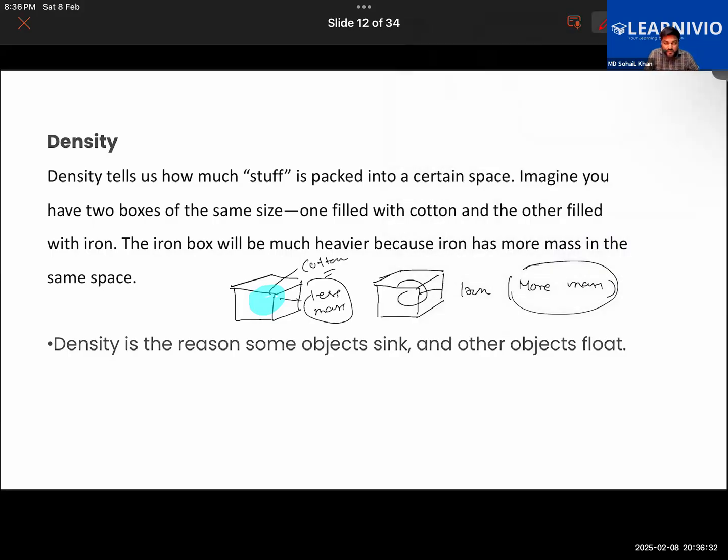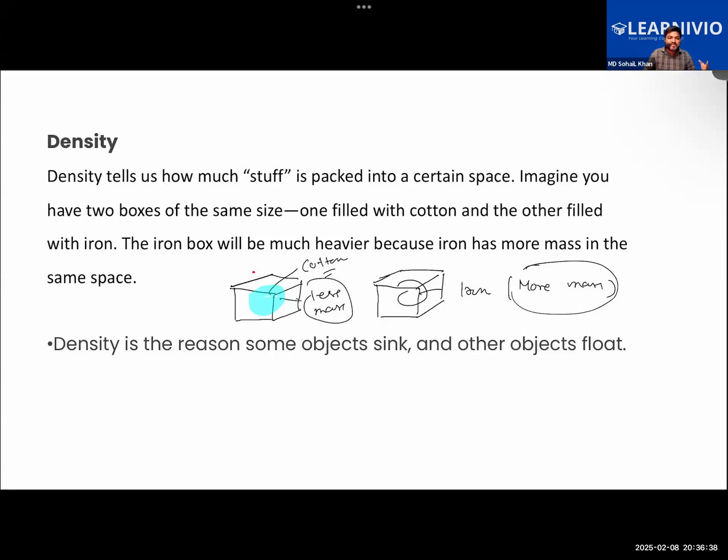Both of you turn your cameras on. So density, as we were learning, basically tells us how much stuff is packed into a given space. So the density of cotton, we will say, is lighter. The density of iron will be more.